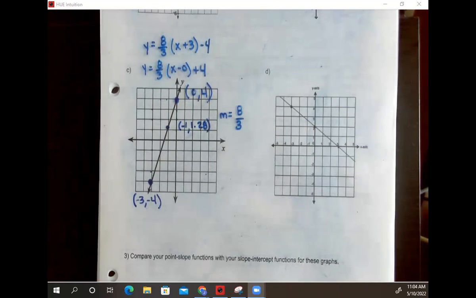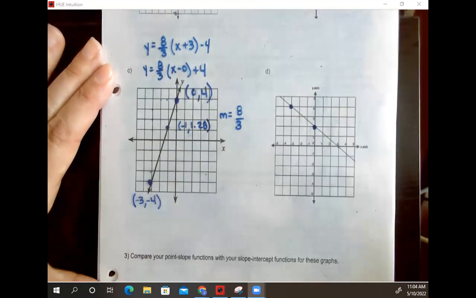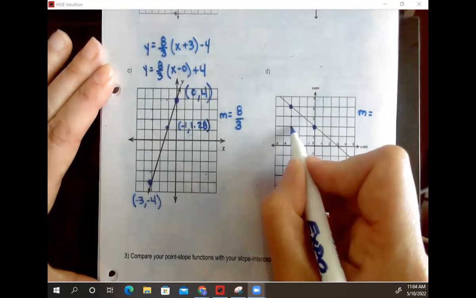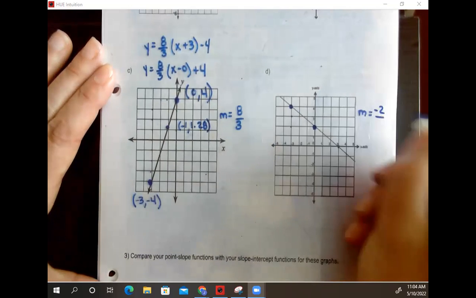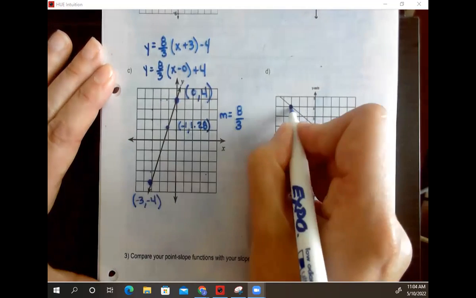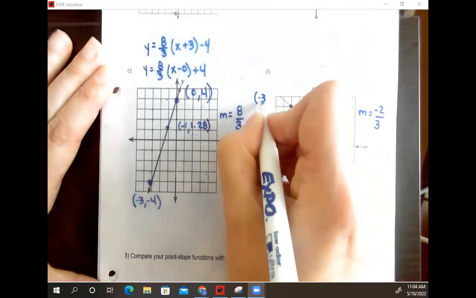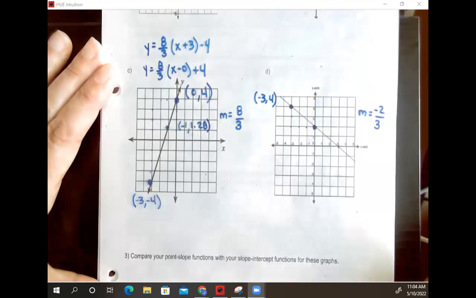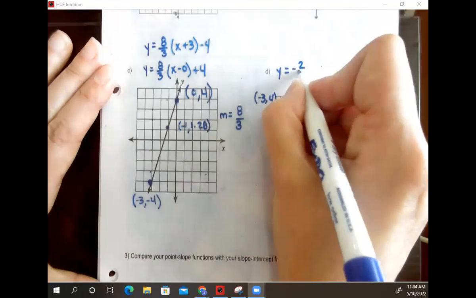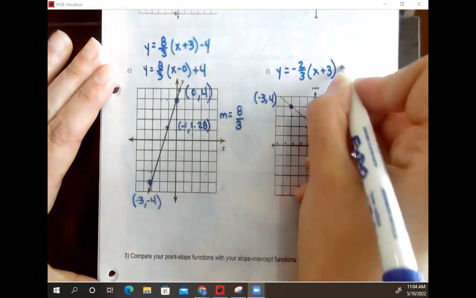And finally, D, I'm going to pick, as we go from left to right, the first 2 points that we see to find my slope. So this would take me down 2 and forward 1, 2, 3. So my slope is -2/3. This first point here is (-3, 4), so I'll write my equation based on that one. This would be y equals -2/3 times (x plus 3) plus 4.